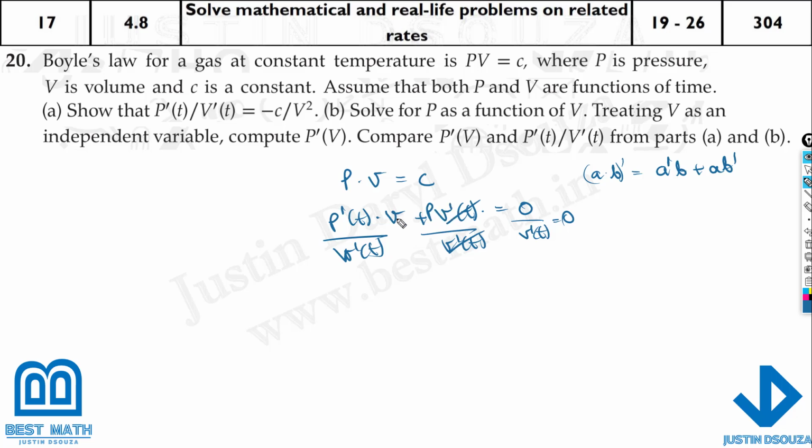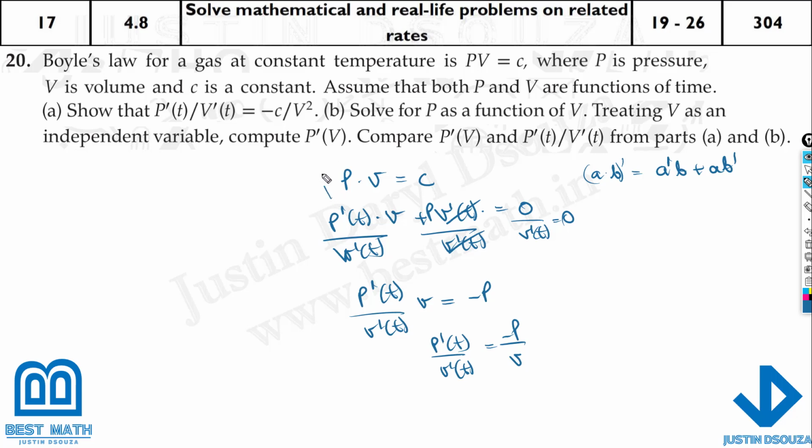We have P here. So I'll take this P to the other side. So it's going to be V prime of T divided by V prime of T times V is equal to minus P. See, look, this is only P remaining because this is cancelled off and it's 0. When it moves to the other side, it'll be minus P. And then let's take V to the other side. P prime of T divided by V prime of T is equal to minus P divided by V. But look at the question. They have asked us minus C by V squared.